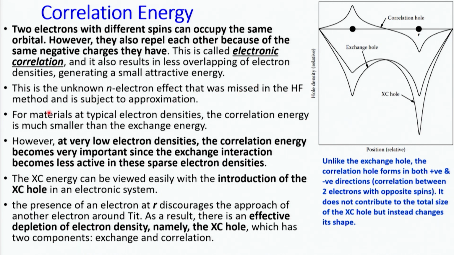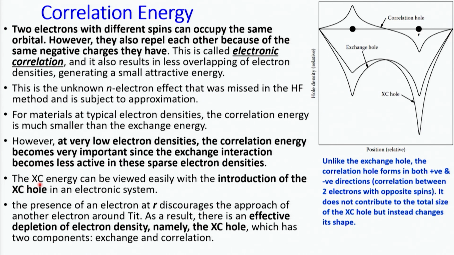For materials at typical electron density, the correlation energy is much smaller than the exchange energy. However, at very low electron density, the correlation energy becomes very important, since the exchange interaction becomes less active in this sparse electron density. Of course, this correlation energy will also be there if you have rare earth kind of atom elements, or some of the oxides of the transition metals. The correlation energy effects are there.